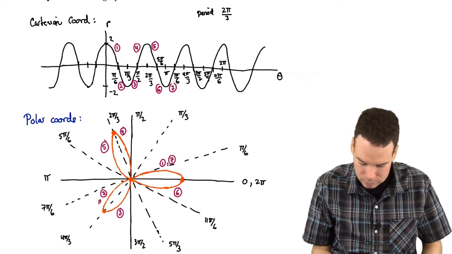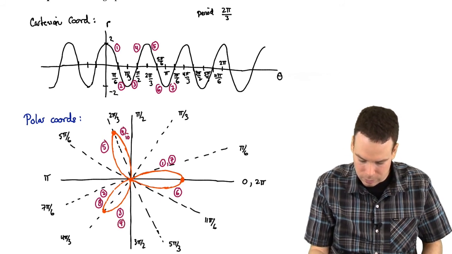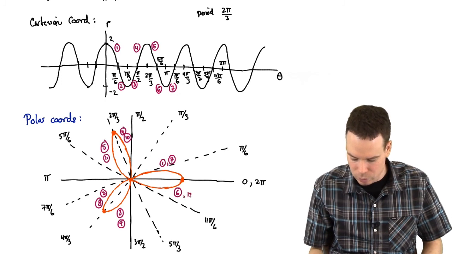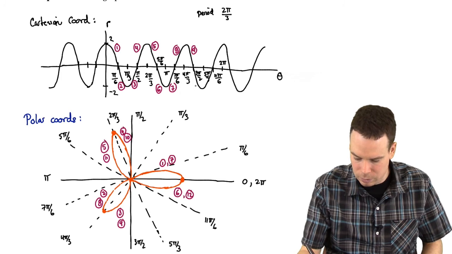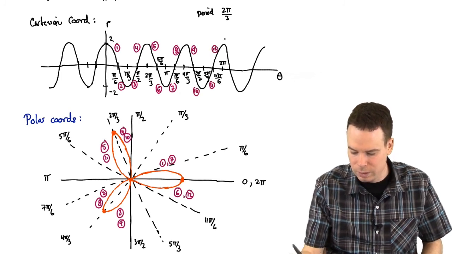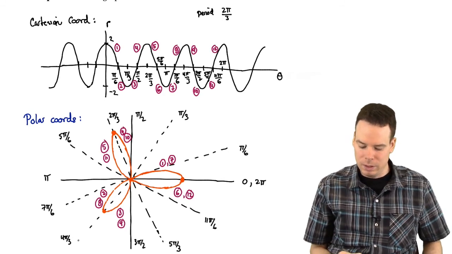And then 8, and then 9, and then 10. It looks like I'm tracing everything out again. 11 and 12. So 7, 8, 9, 10, 11, and 12. So check that for yourself. Keep moving along and see that you trace it out again.